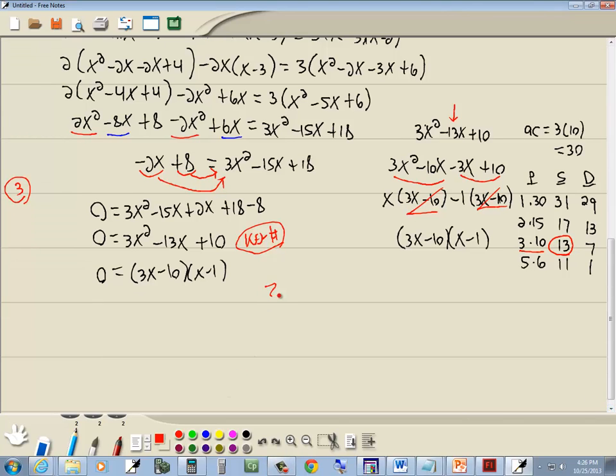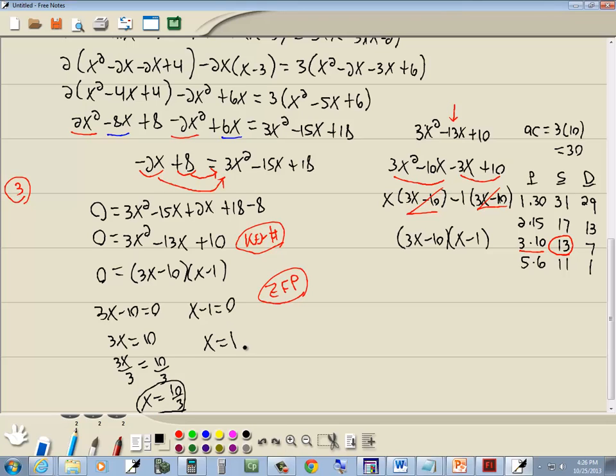Zero factor property. If you get 0 on one side, you factor the other side, you can set each factor equal to 0. So I'll set 3x minus 10 equal to 0, and x minus 1 equal to 0. And we want to solve these. So I'll take negative 10 to the right side, so we get 3x is equal to 10. Divide both sides by 3. And we get x is equal to 10 thirds. Our other one, take the negative 1 over, and it becomes a positive 1. And assuming those don't cause any denominator equal to 0, those would be your answers.